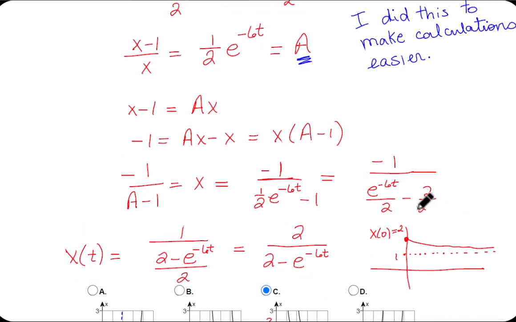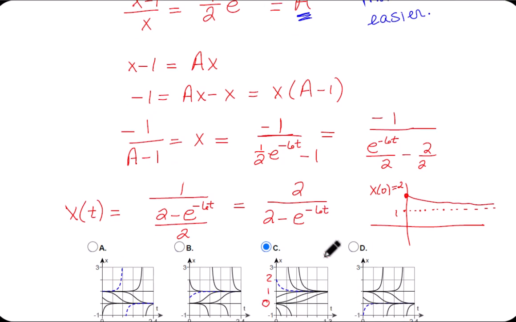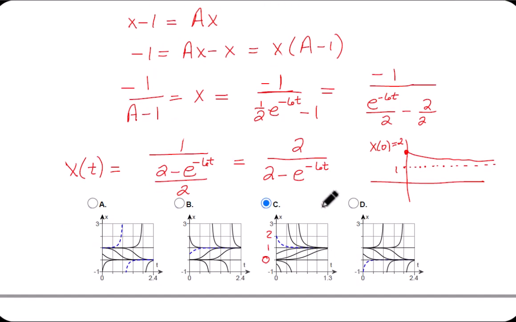I can pull these two together, and now this will flip. And so I get 2 over 2 minus e to the minus 6. So you can see that the long-term behavior here is going to make this go to 0. And then I would have 2 over 2, which is 1. So it's decaying down until we get to 1.